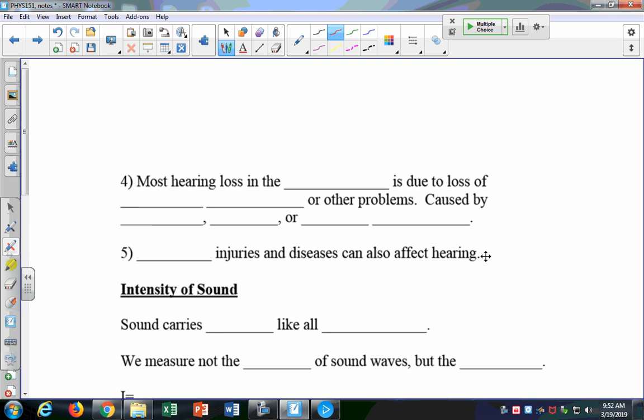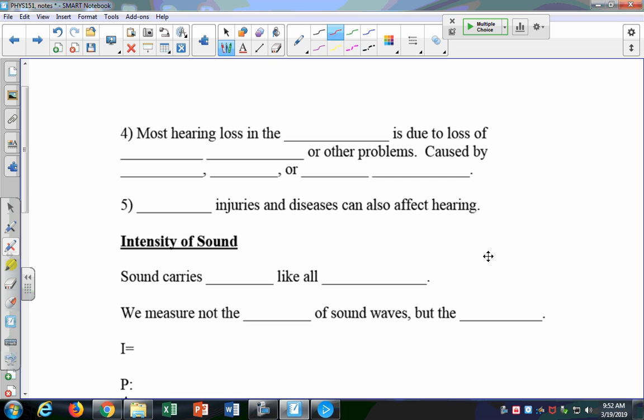Most hearing loss in the cochlea is due to the loss of hair cells. But you can have other problems too. This can be caused by disease, age, just old, or loud noises.